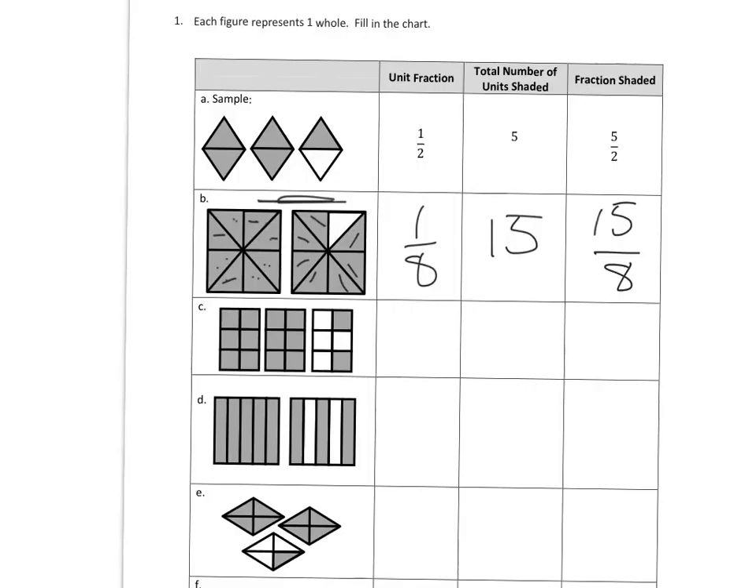Okay, on the next one, we're going to start by counting the unit fractions. So how many total pieces? Well, we know with the unit fractions that there's going to be 1 over something. We got to figure out what it is. 1, 2, 3, 4, 5, 6. And they're all the same shape. So I can assume they're all 6, or I can count them all. 1, 2, 3, 4, 5, 6. So they all have 6.